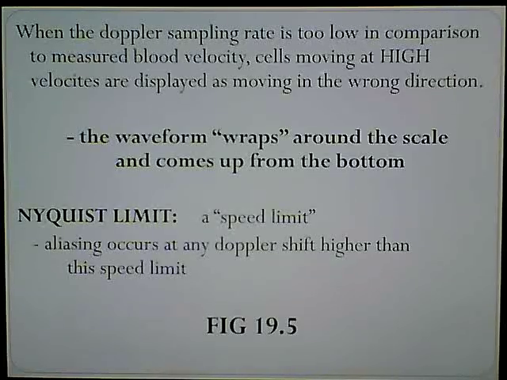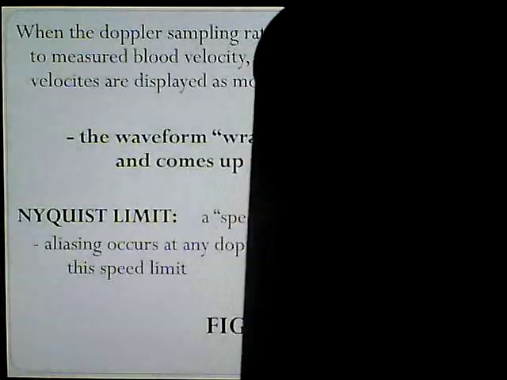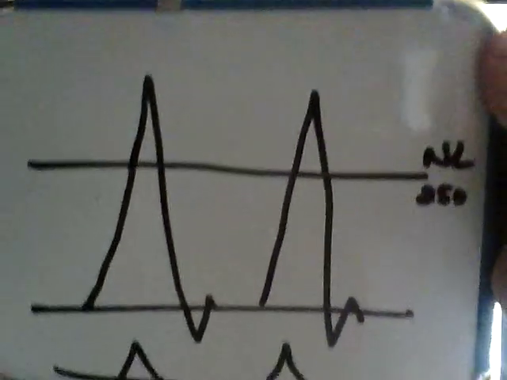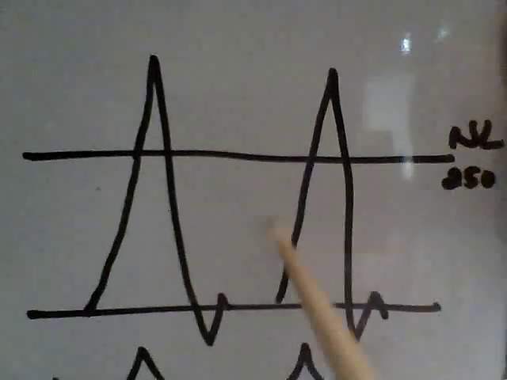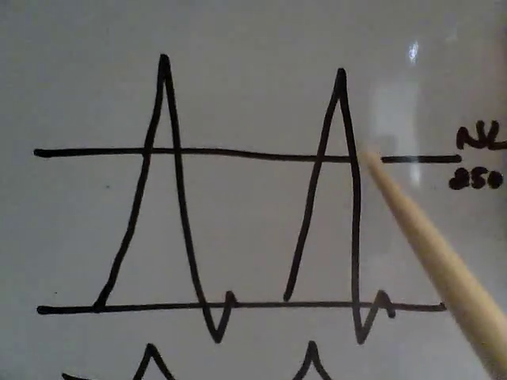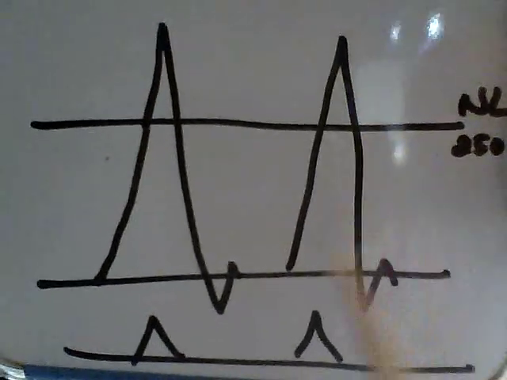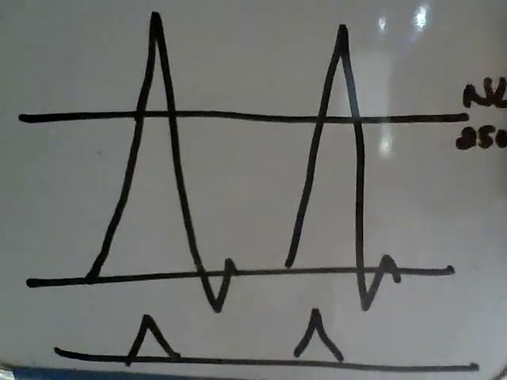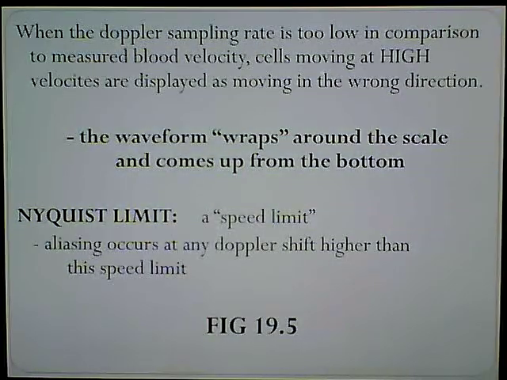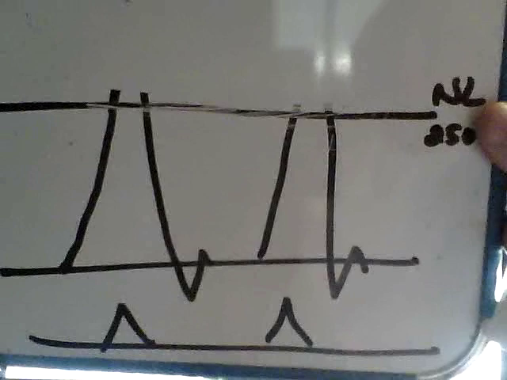and I'm going to draw a couple of waveforms here, so bear with me. So if I have my Nyquist limit set at 250, and this is my Doppler waveform, it cuts off here, right? I won't see this. Where does it show up? At the bottom. That is aliasing. So in theory, or actually in real life, this is what you see. Pardon my erasing. You see that wraparound effect.